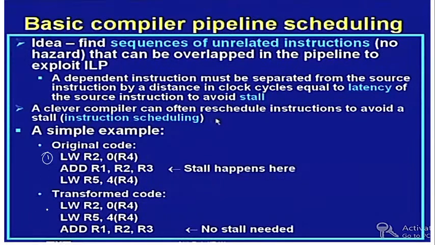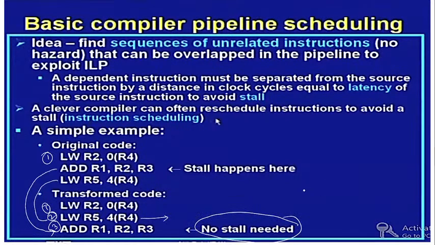The first instruction will be the same, and here this is independent, this is dependent, so it brings the dependent one to the third position, and this independent one will come in the second position. So now there is no stall.